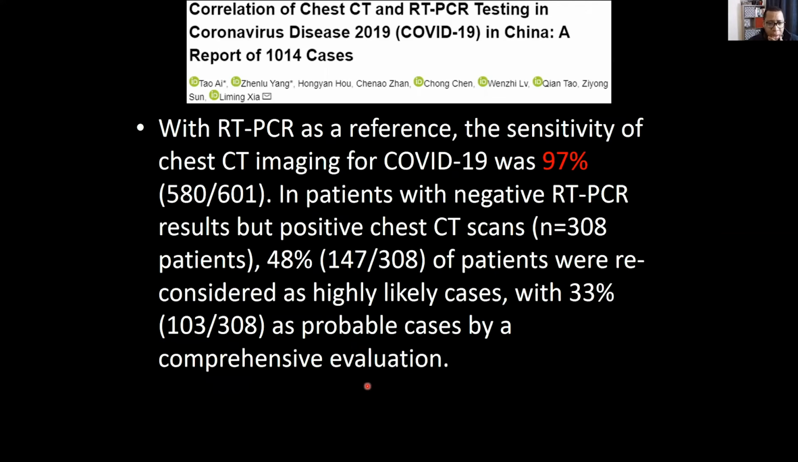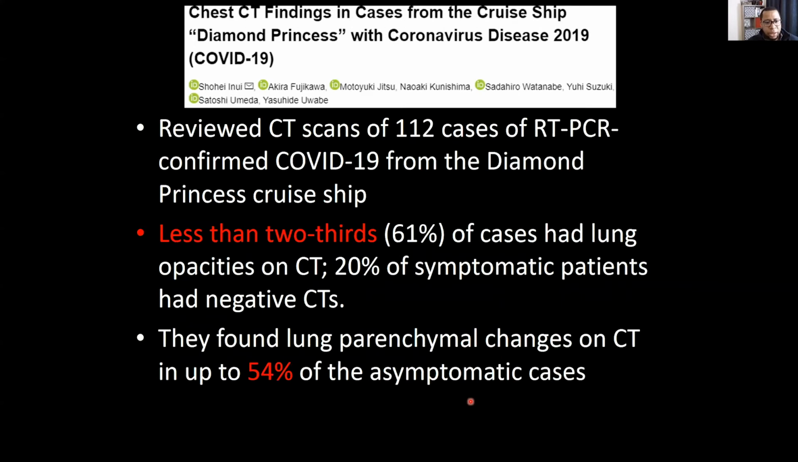Another paper that came out early on as well from China showed that with PCR as reference, the sensitivity for chest CT imaging of COVID was 97%. Okay. In patients with negative PCR results with positive chest CT, almost half of them were reconsidered as highly likely cases, with 33% of them as probable cases based on a comprehensive evaluation. So there was really a push to use chest CTs for screening patients suspected with COVID based on the early data that we were getting from China.